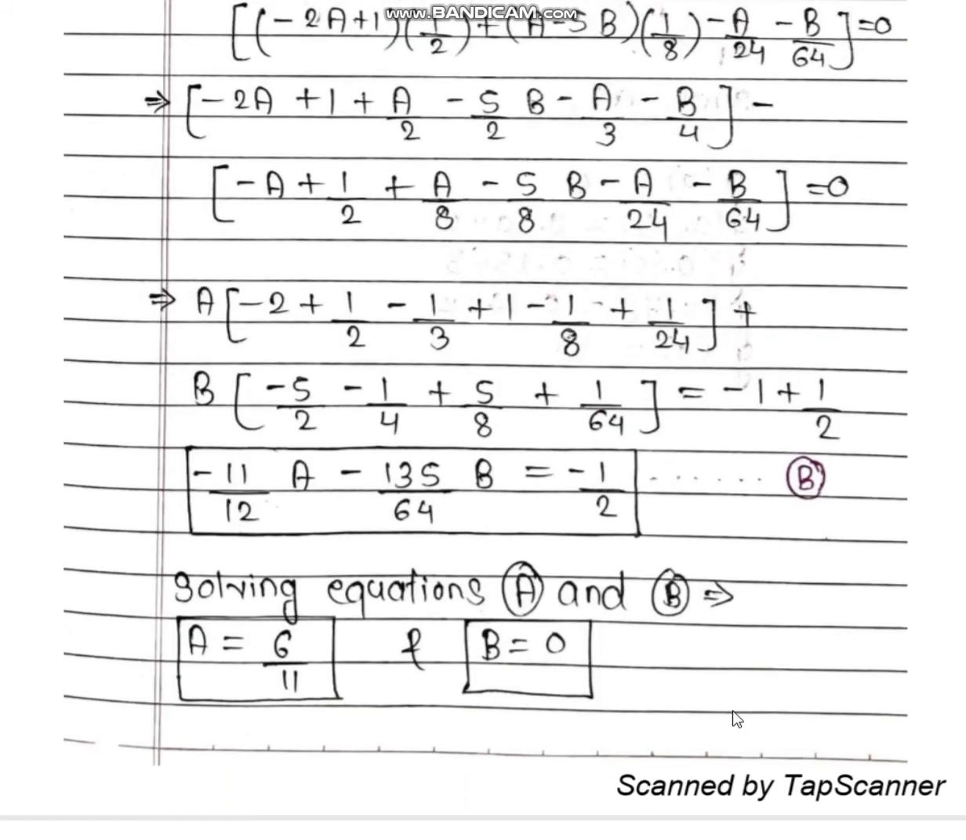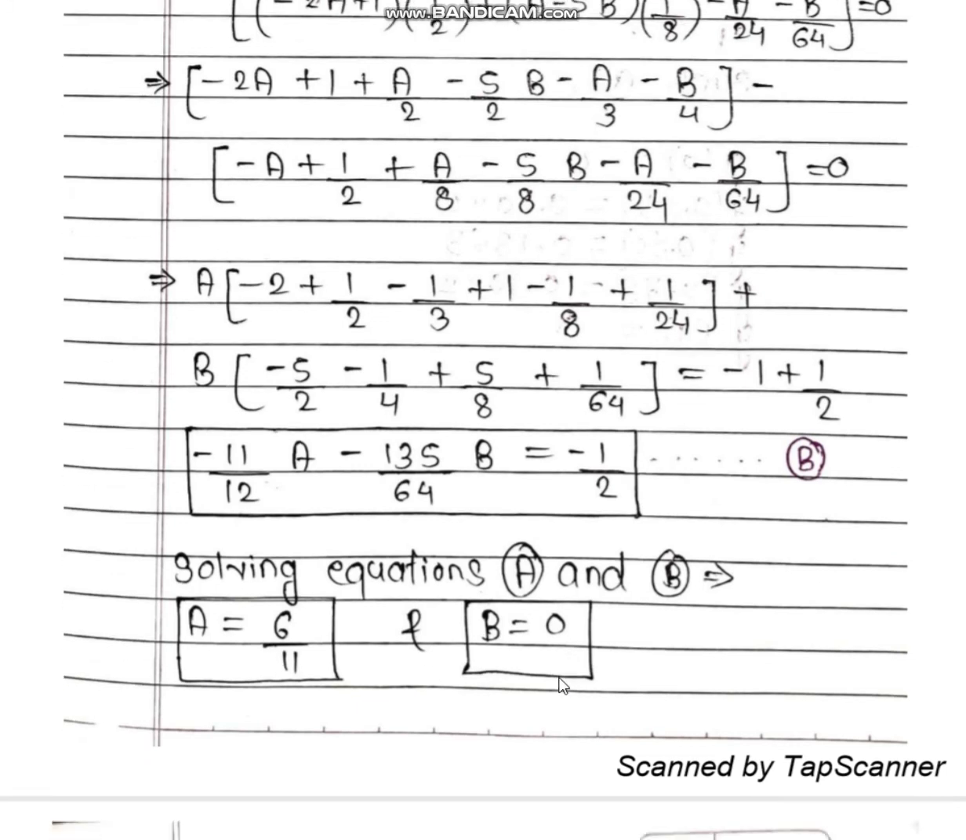So, solving equation number 1 and 2, equation number 1 that we got from solving the first part, and equation number 2 that we got after solving the second part. After solving the simultaneous equations, we get the values of a and b. The value of a will be 6 by 11, and the value of b is 0.